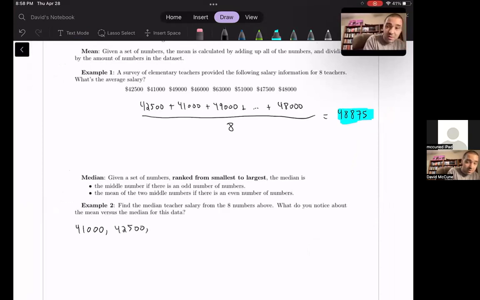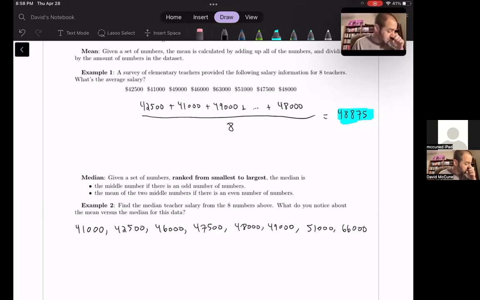42,500, 46,000, 47,500, 48,000, 49,000, 51,000, and 66,000. So you list the numbers from smallest to biggest, and the amount of numbers in your data set is either even or odd.